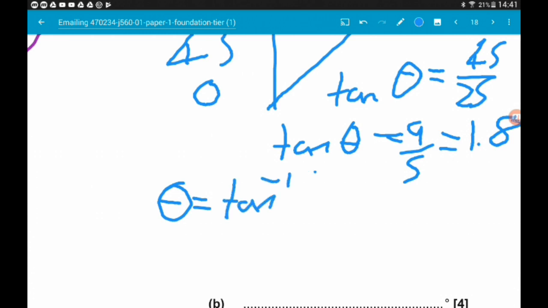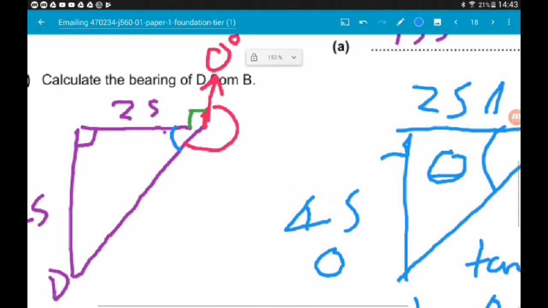On your calculator, press shift and then tan. That gives you this little tan with a -1. That's our inverse tan function. So put that in and we're going to get 60.9 blah blah blah, which I think we would be fine just rounding to 61 degrees.